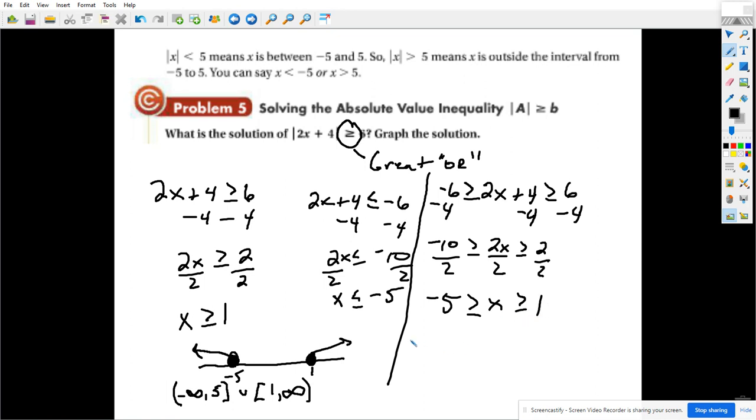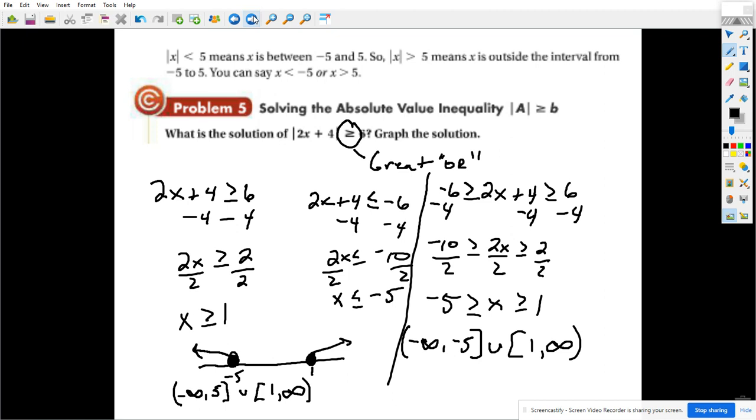So again, interval notation, negative infinity to negative 5. We always include negative 5 and never infinity because it's a greater than or equal to symbol here. And then the little union symbol starts back up at 1 and goes to positive infinity with our interval notation.